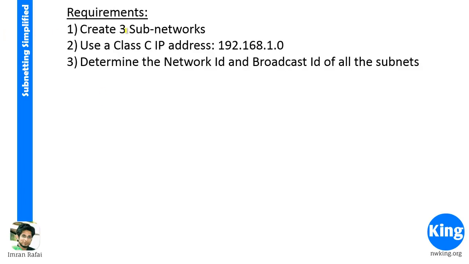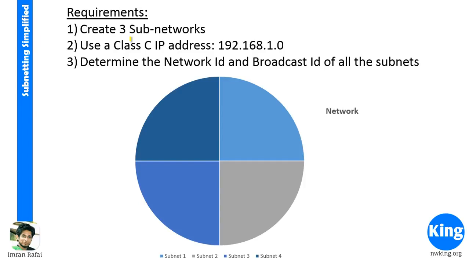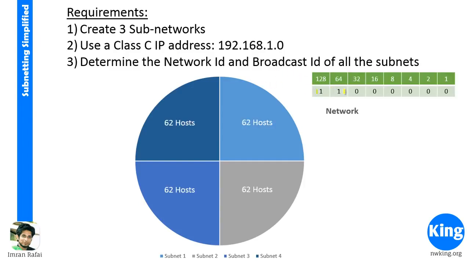We have a requirement. It says create 3 subnetworks, use a class C IP address of 192.168.1.0, and determine the network ID and broadcast ID of all the subnets. First, can we break a network into 3? No, we can either break it into 2 or break it into 4. It's always multiples of 2. So to create 3 networks, we break it into 4 networks. If we want to break it into 4, we know we have to borrow 2 bits, and the last bit's place value is 64. Then we know that each of these subnets has a block size of 64. That is 64 minus 2, which is 62 valid hosts in each of these subnets.